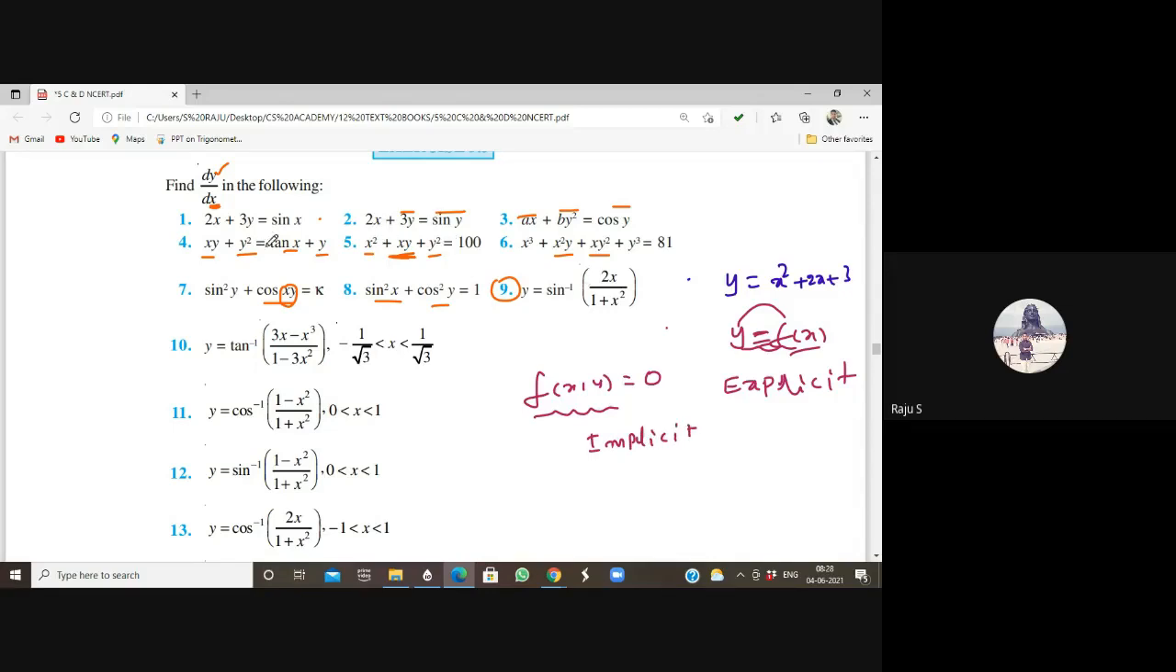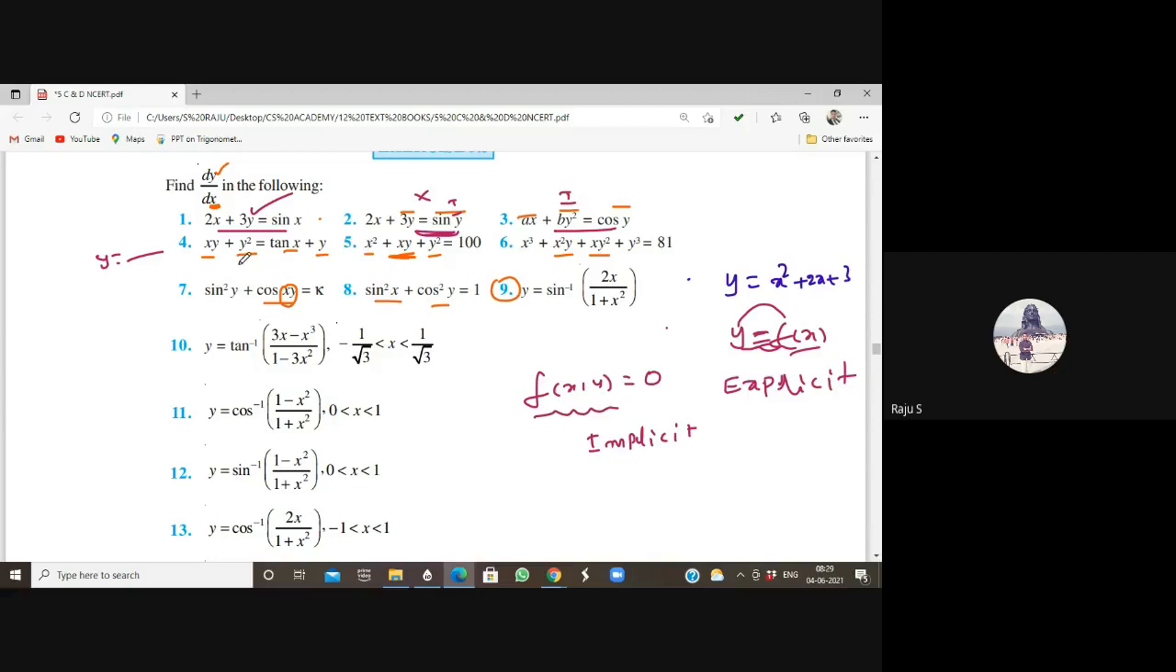Implicit function, right? So, for example, in the first question we can easily write y is equal to something. In the second question we cannot write that. Can you write y is equal to something? Can you take y common in 3y and sin y? We cannot take it here. So the first one is an explicit function, the second one is implicit.